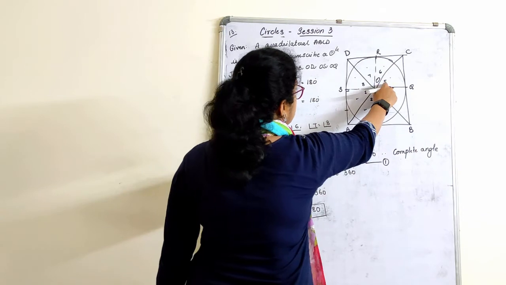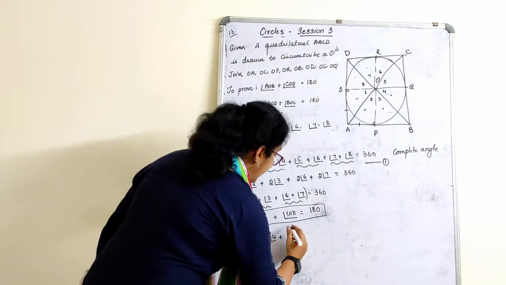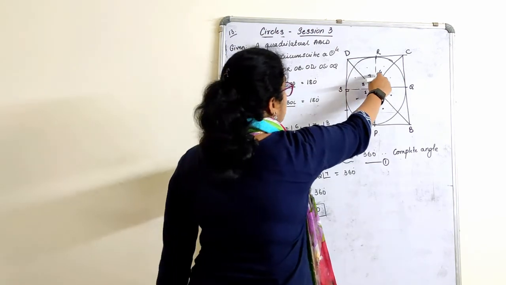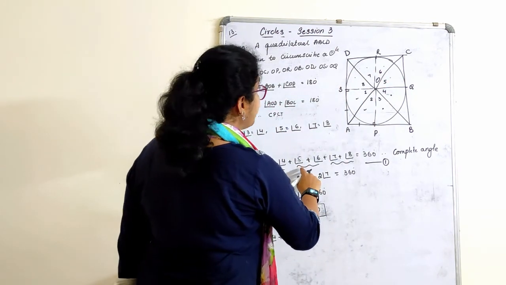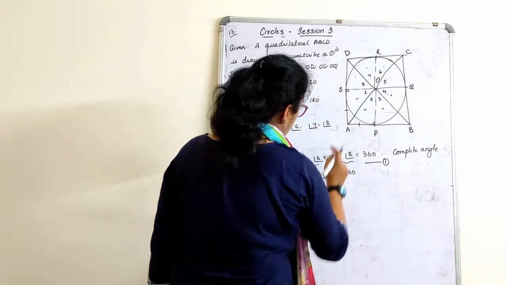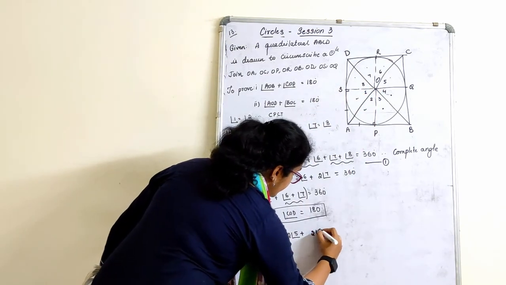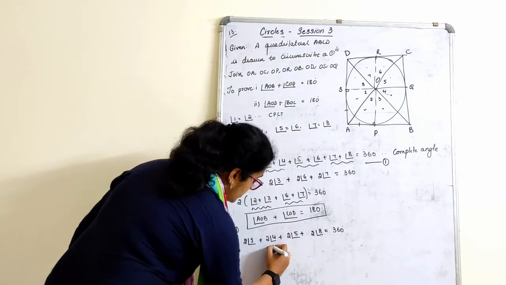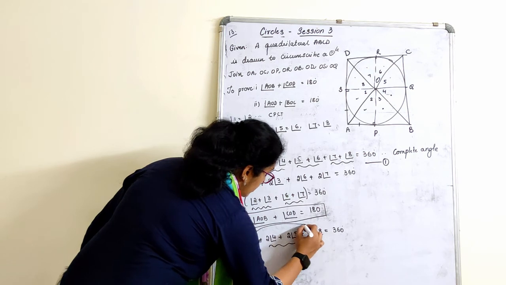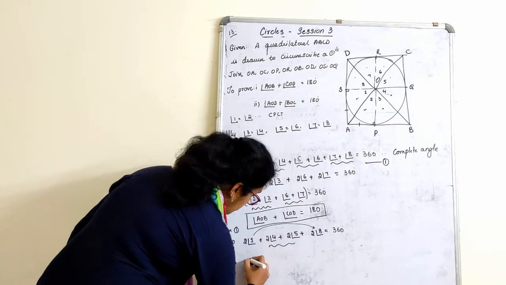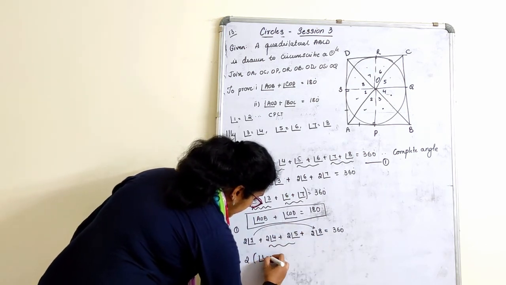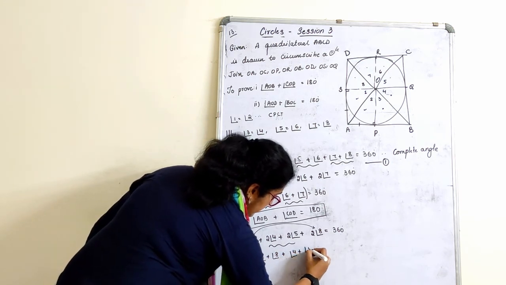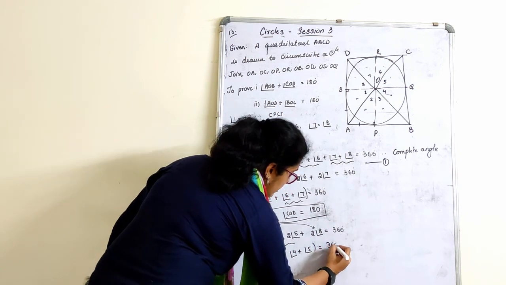Plus 5 and 6 is there, so 2 times angle 5 I will write. Plus, next, 5 and 6 is over, so 7 and 8: 2 times angle 8 I will write, is equal to 360. Right? Group these terms, these two in one and these two in one. So, taking 2 common, angle 1 plus angle 8 plus angle 4 plus angle 5 is equal to 360.